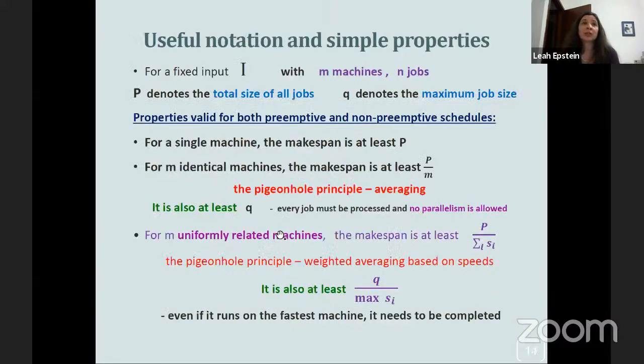Here's some more notation because I'm going to start to talk about something that is also maybe well known, but already slightly more technical. So we have an input I, M machines, and jobs. Capital P is the total size of jobs, and the lowercase q is the maximum job size.